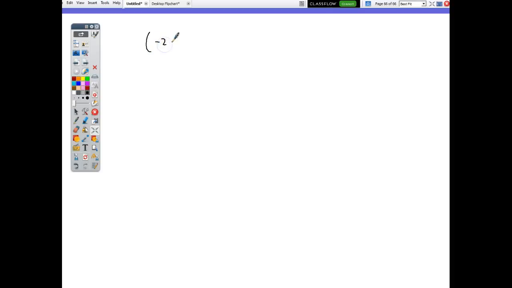Starting off, I got negative 2 minus 2 root 3i to the third power. So the first thing I'm going to do is sketch this really fast. I'm going to go negative 2 this way, and down negative 2 root 3. Agreed?